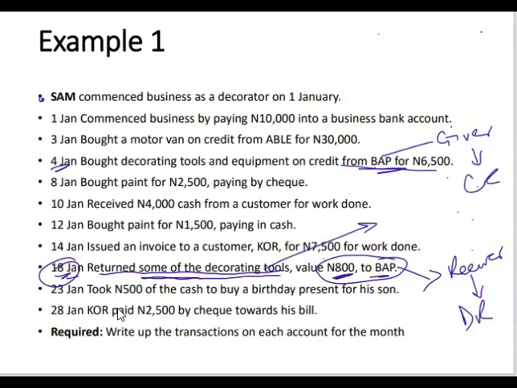At this point, decorating tools is now what? A giver. And what do we do to it? We credit it with the value 800 naira. So whether the transaction is going to be on your debit side or your credit side, it depends on the role you are playing. A giver now can be a receiver tomorrow. VAP was a giver on the 4th, now is a receiver on the 18th. The role has changed.